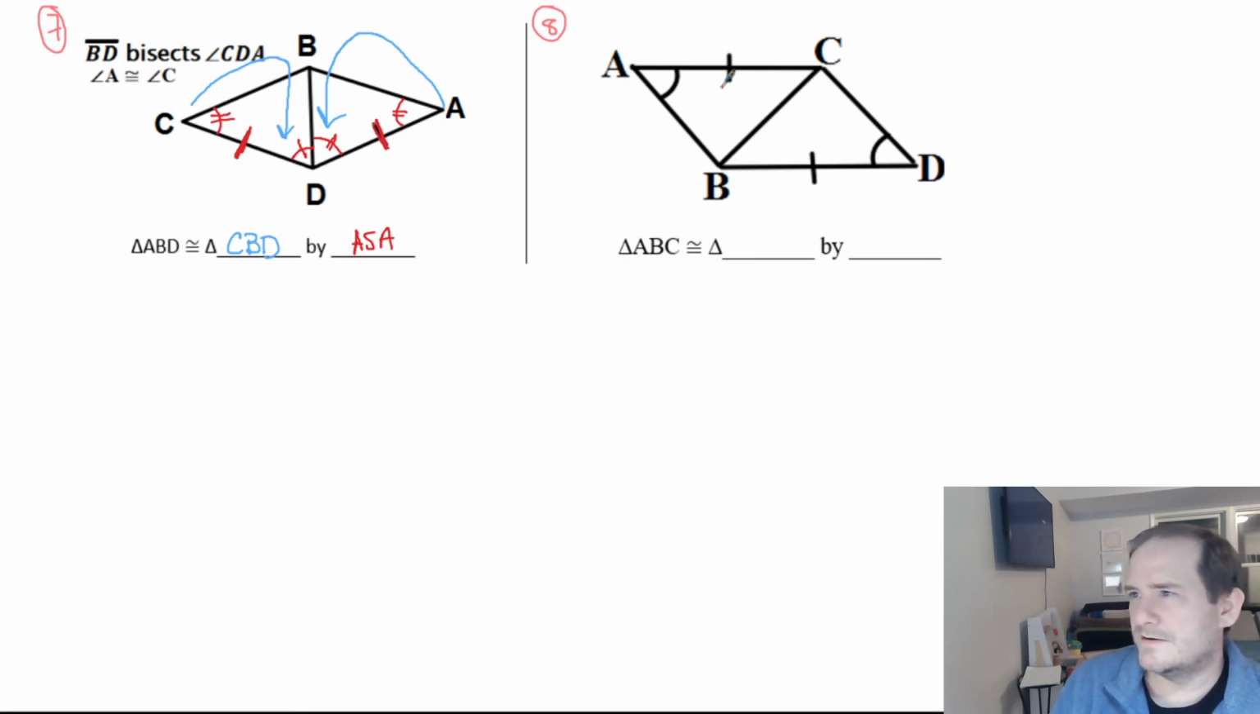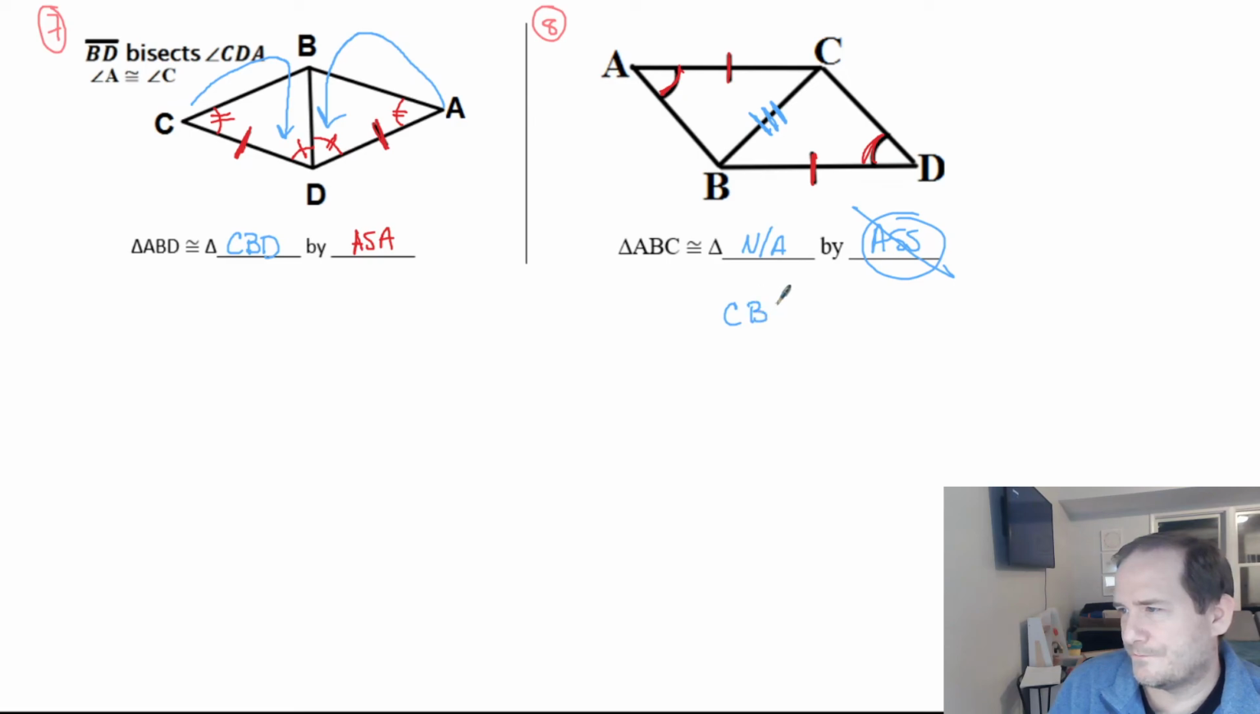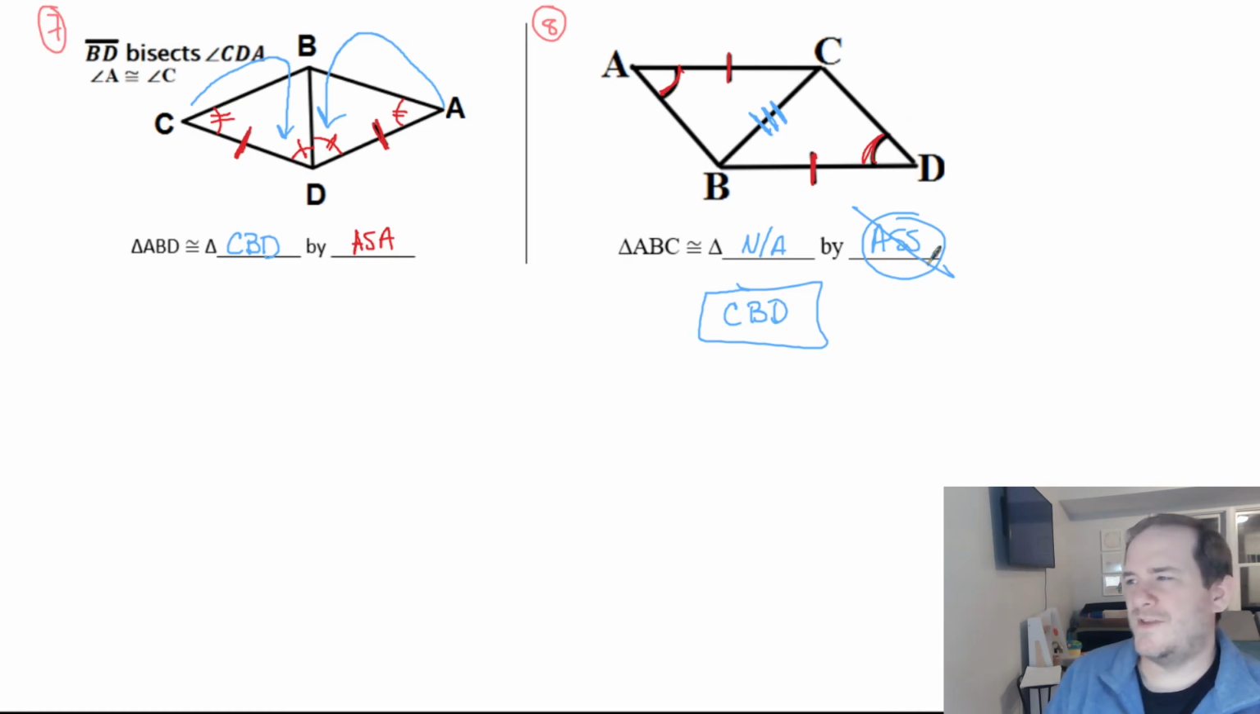All right, looking at 8, I see angles that are already marked for me. I see sides that are already marked for me. And the only other thing I can mark for myself, since I don't see vertical angles, is a shared side running down the middle. So I can use that. But looking at this, that gives me ASS. And since this is ASS, we need to say that these can't be proven congruent. So for what triangle is congruent, you'll say not applicable, and you'll give me CBD. This cannot be determined, whether these triangles are congruent or not, because ASS doesn't work.